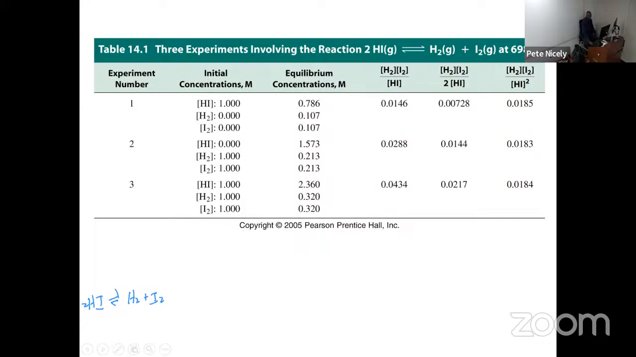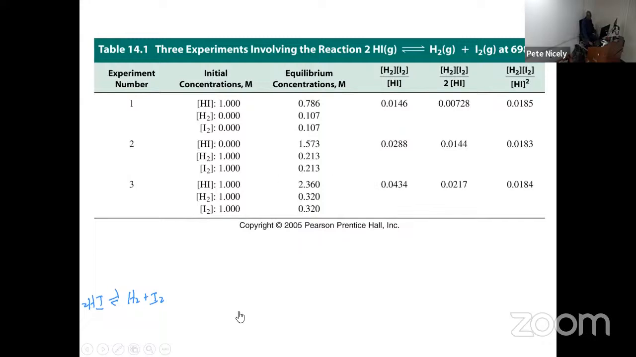So as we said before, in experiment 1, we started off with only HI, no hydrogen, no iodine, and these are the resulting equilibrium concentrations. And we did the same thing for experiment 2 and experiment 3. These are the data, again, which produce the graphs that we saw.